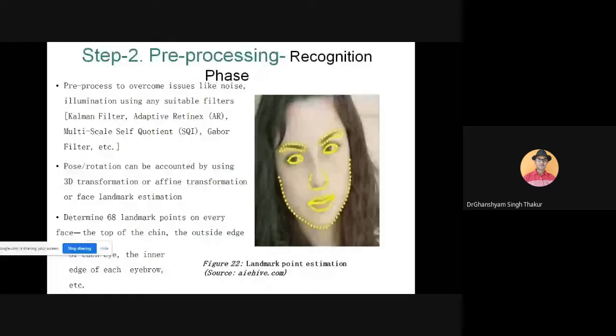In the recognition phase, step one is face detection, computed using HOG. The histogram of oriented gradients is a faster and easier algorithm for face detection, and the detected face is given to the next step of preprocessing. In step two, preprocessing in the recognition phase, we overcome issues like noise and illumination using anisotropic filters, and pose rotation can be accounted for using 3D transformation, affine transformation, or face landmark estimation, etc.